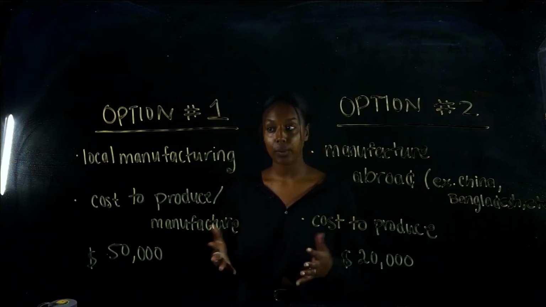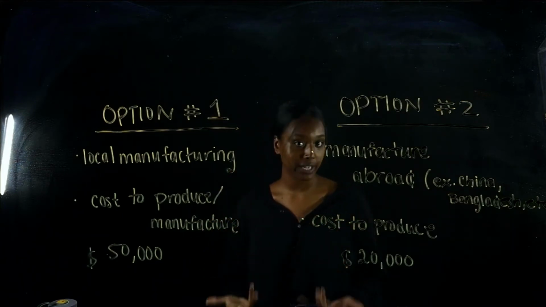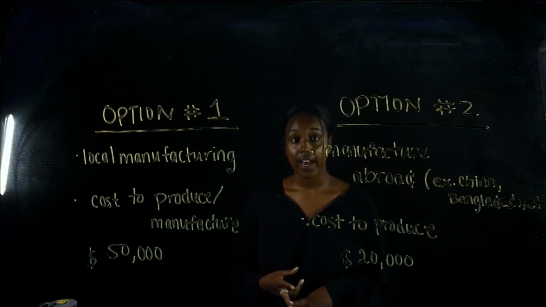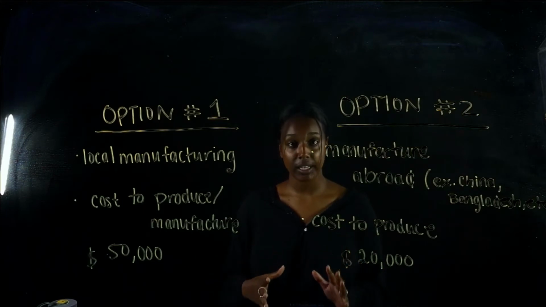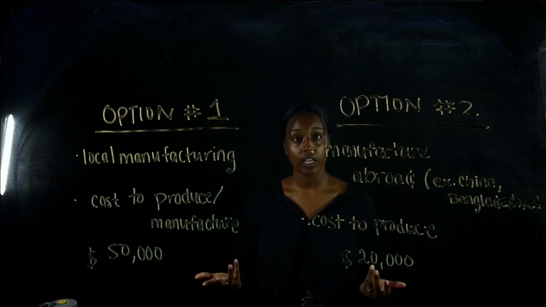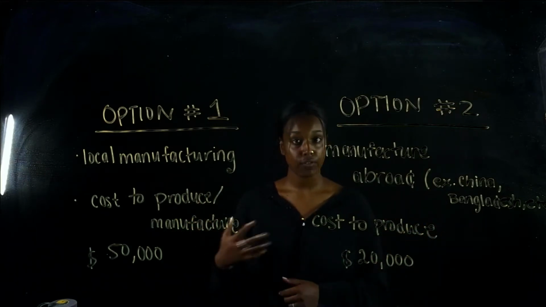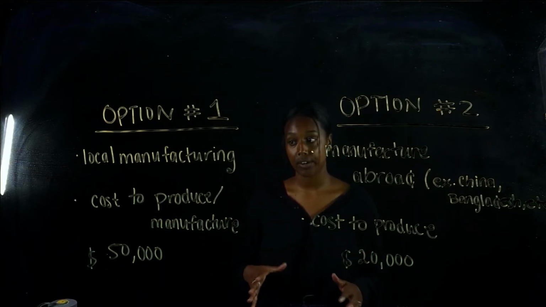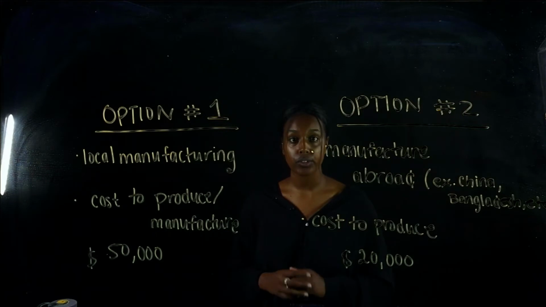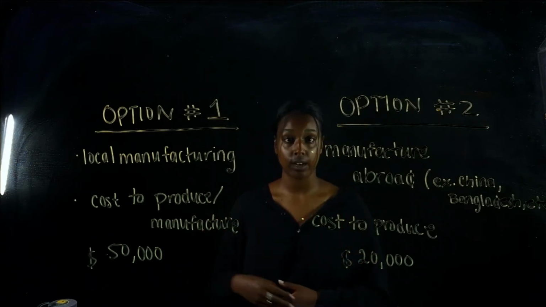So option number 1, we have local manufacturing. So this means your product that you are creating for the business is produced, manufactured, assembled, everything takes place, the whole supply chain takes place locally. So let's say we all live in Ontario and our product is manufactured and everything takes place in Ontario. However, your cost to have it made, produced, everything that takes place in Ontario costs you $50,000.